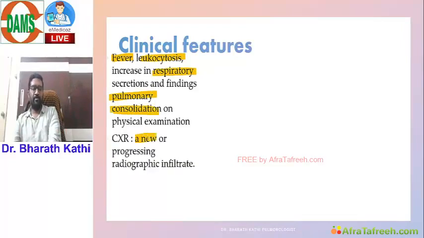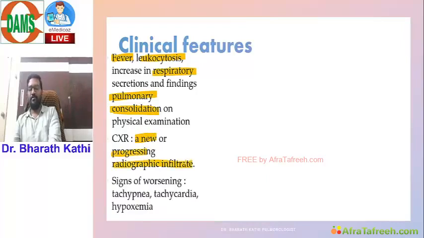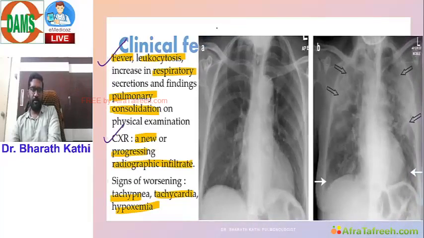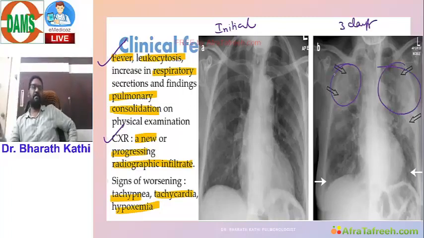On chest X-ray, there can be a new infiltrate or a progressing radiographic infiltrate. And signs of worsening can be seen. The patient can have tachypnea, tachycardia, hypoxemia. So you have to take into consideration the clinical and the radiological. So this was a patient. On arrival to the hospital, this was the initial X-ray. After 3 days, when they repeated the X-ray, you could see some pneumonia had developed. So this is a typical example of hospital-acquired pneumonia.